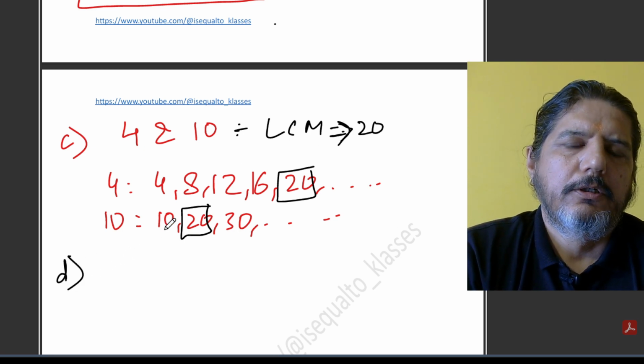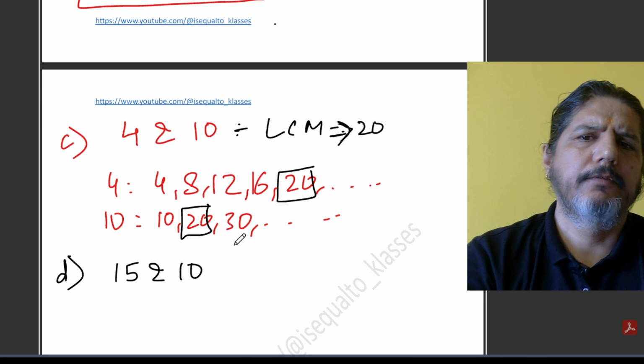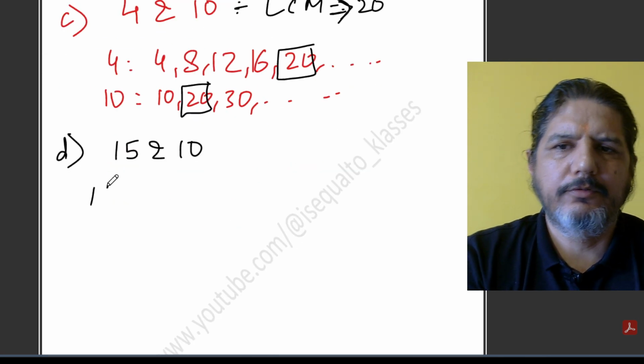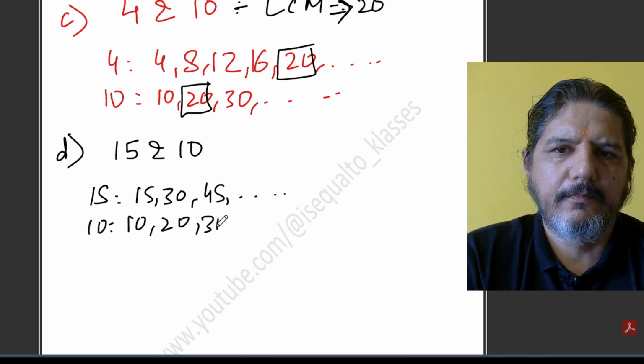Let's find the LCM of another group of numbers. For example, say 15 and 10. So I'll write the multiples of 15: 15, 30, 45, and so on. Multiples of 10: 10, 20, 30.